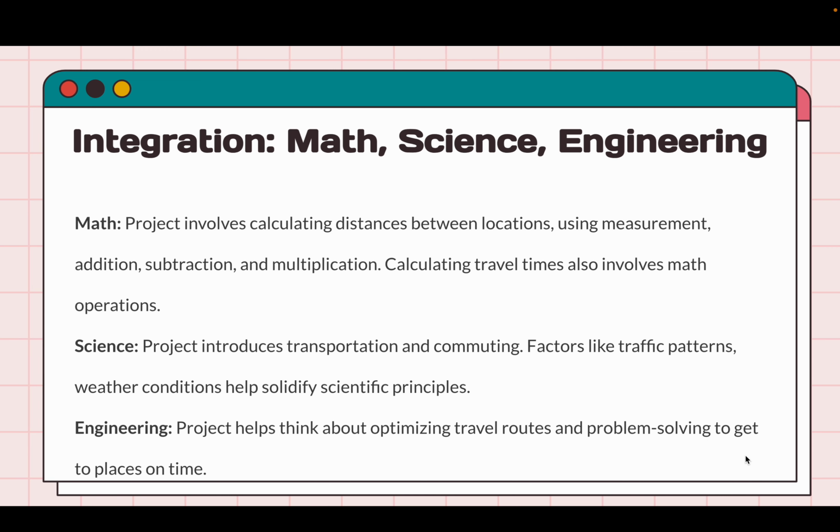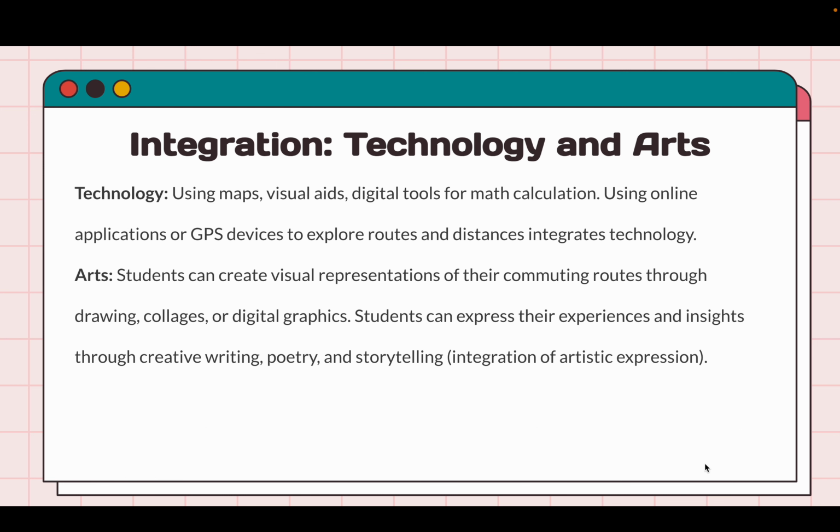So the integration: math, science, and engineering. For math, the project involves calculating distances between locations using measurement, addition, multiplication, and subtraction. Calculating travel times also involves math operations. For the science, the project introduces transportation and commuting. Factors like traffic patterns and weather conditions help solidify scientific principles. For engineering, the project helps students think about optimizing travel routes and problem solving to get to places on time.